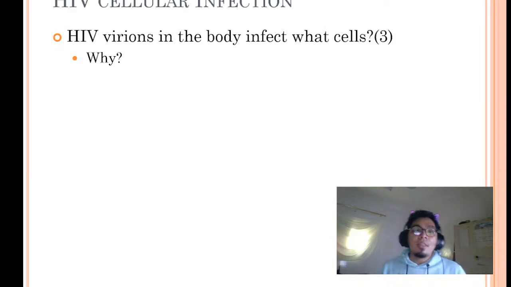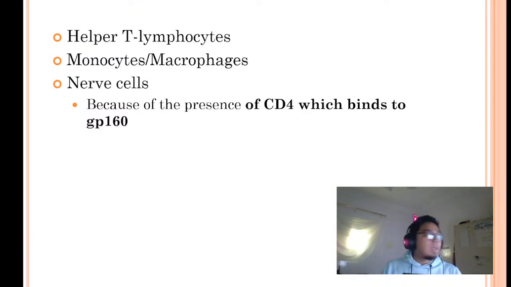Okay. So, HIV infection, cellular infection. Virions infect what cells of the body and why? As I mentioned before, they will infect primarily T lymphocytes, monocytes, and nerve cells, because of the presence of CD4, which binds to GP160. All right.